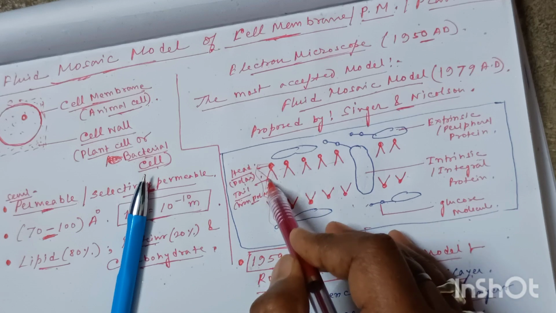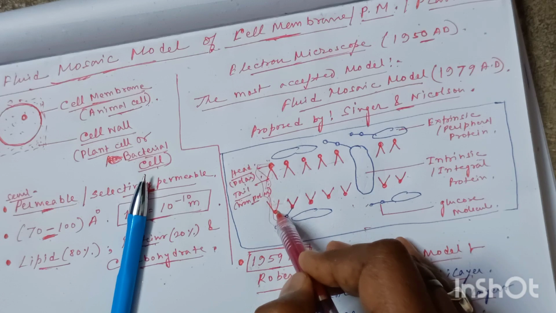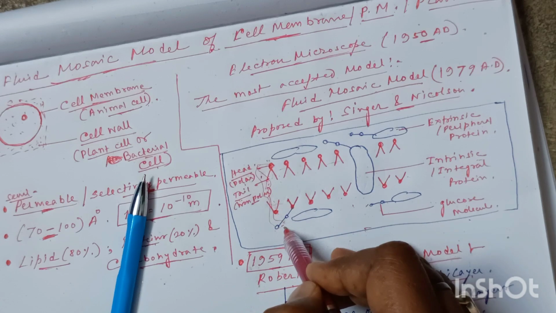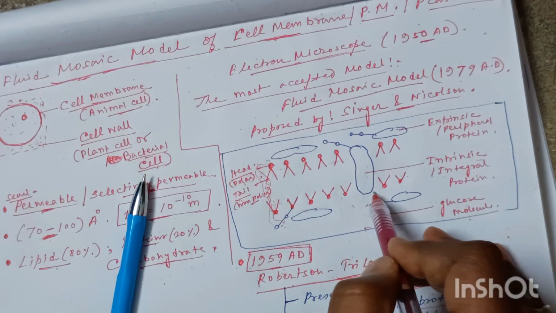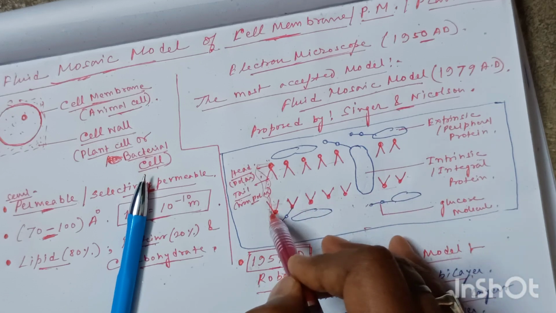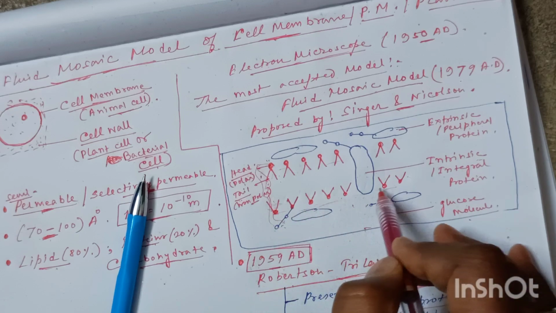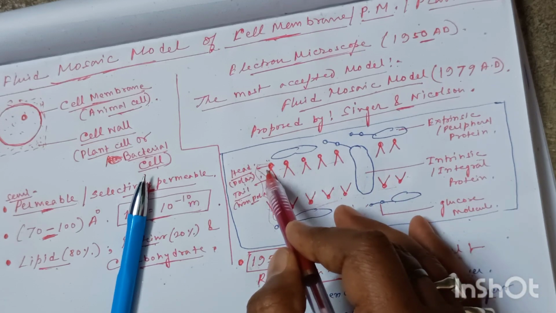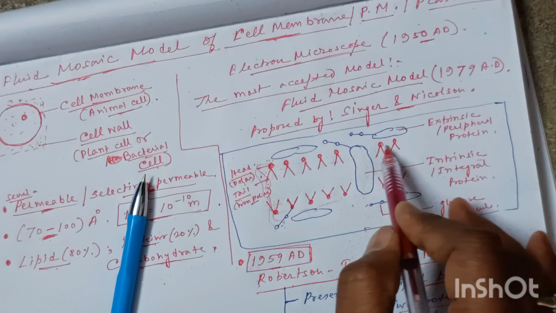Here the head remains in the outside direction, and here the head remains in the inside direction of the cell membrane. So they remain in opposite directions. So the inside part of the cell membrane remains polar in nature, where the polar head of the lipid molecule is arranged, and in the outer part of the cell membrane, the polar part of the lipid molecule is also arranged.